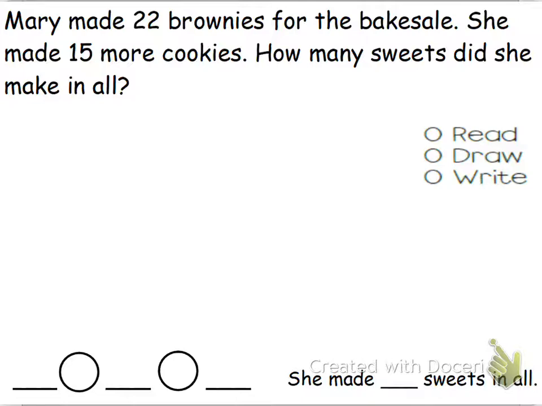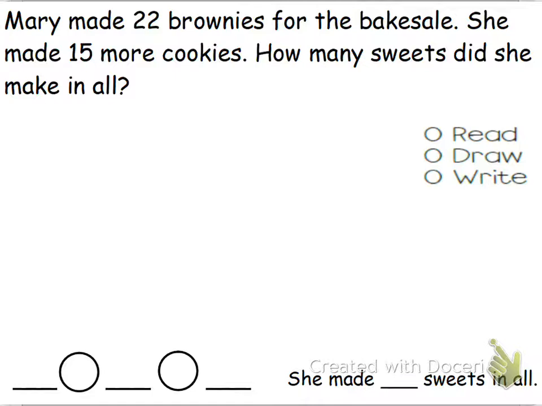So let's read it. Mary made 22 brownies for the bake sale. She made 15 more cookies. Oh my goodness. Oh, yep, that's right. How many sweets did she make in all? I thought I was wrong. Whoopsies, silly Miss Perkins. Let me read it one more time. Mary made 22 brownies for the bake sale. She made 15 more cookies. How many sweets did she make in all?